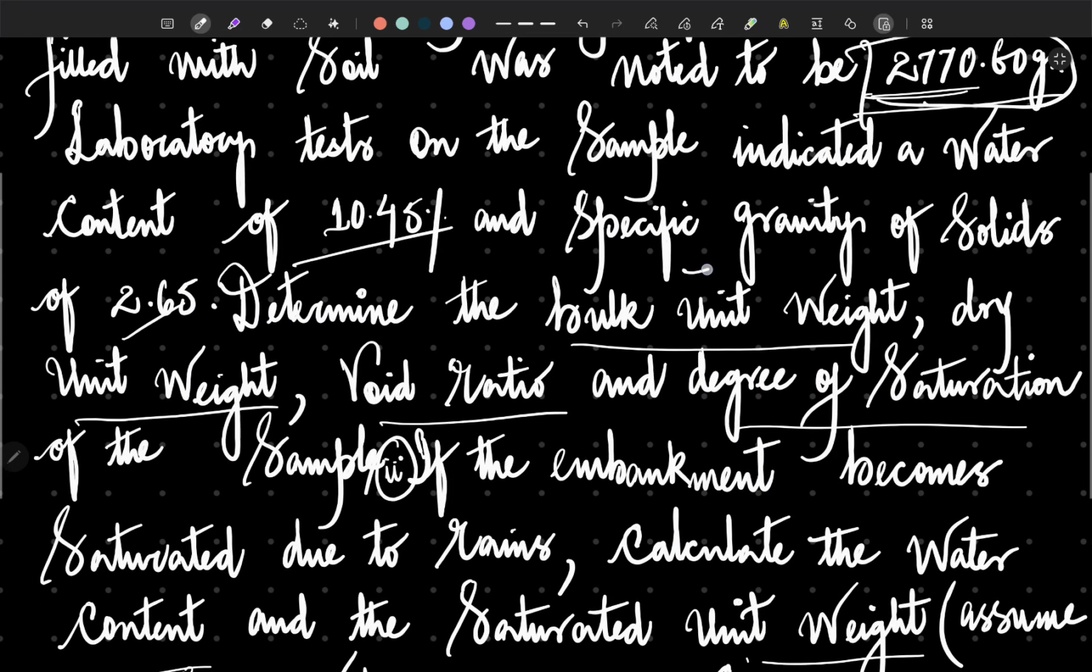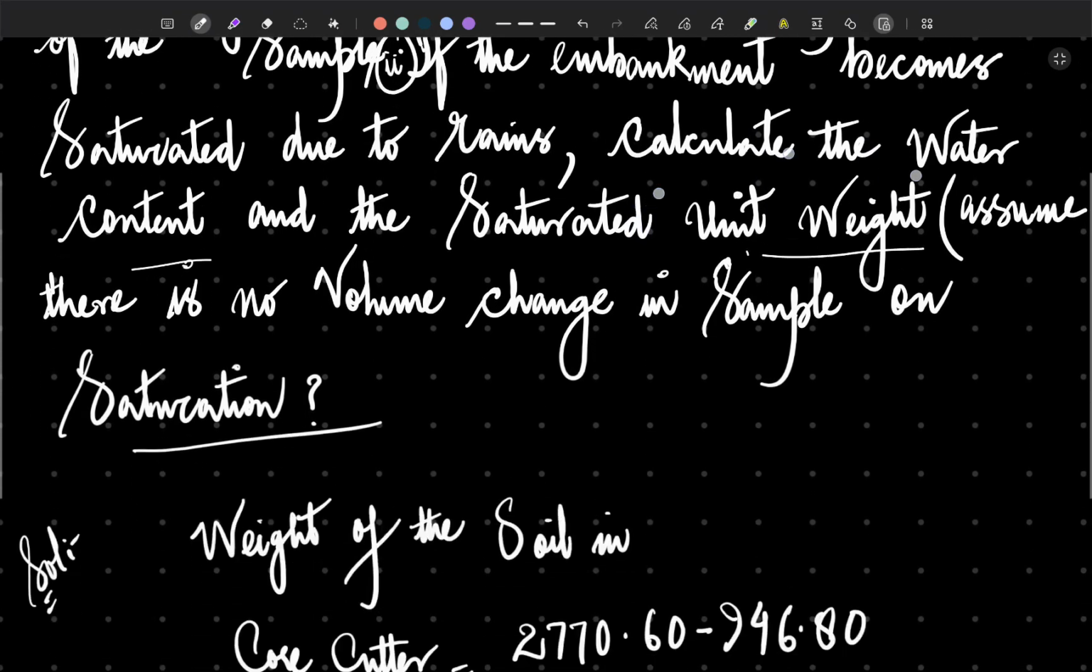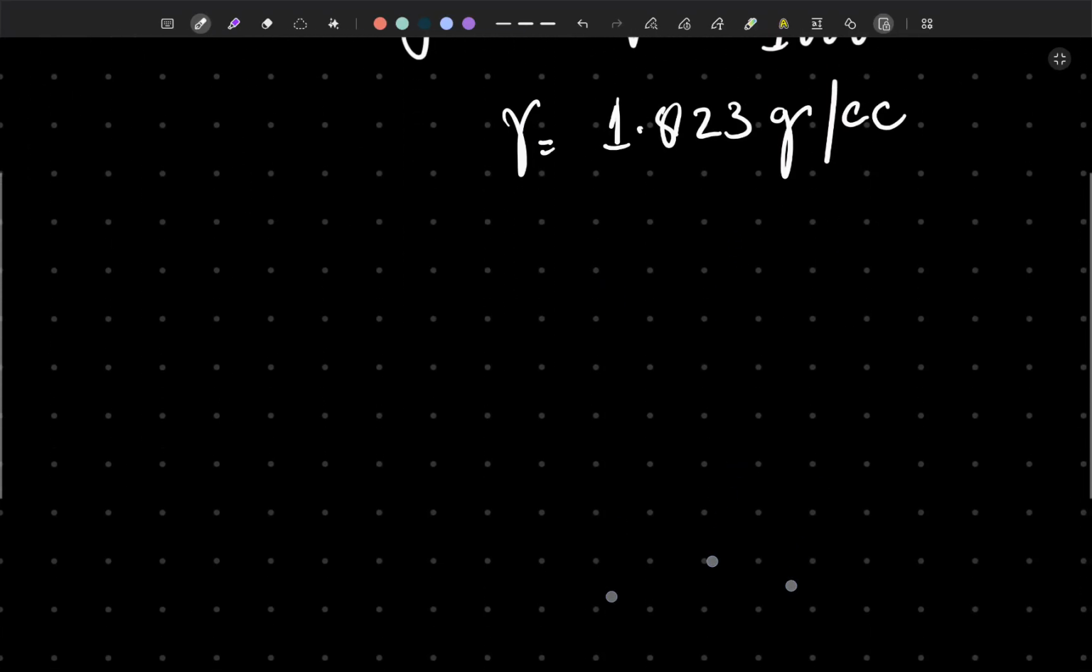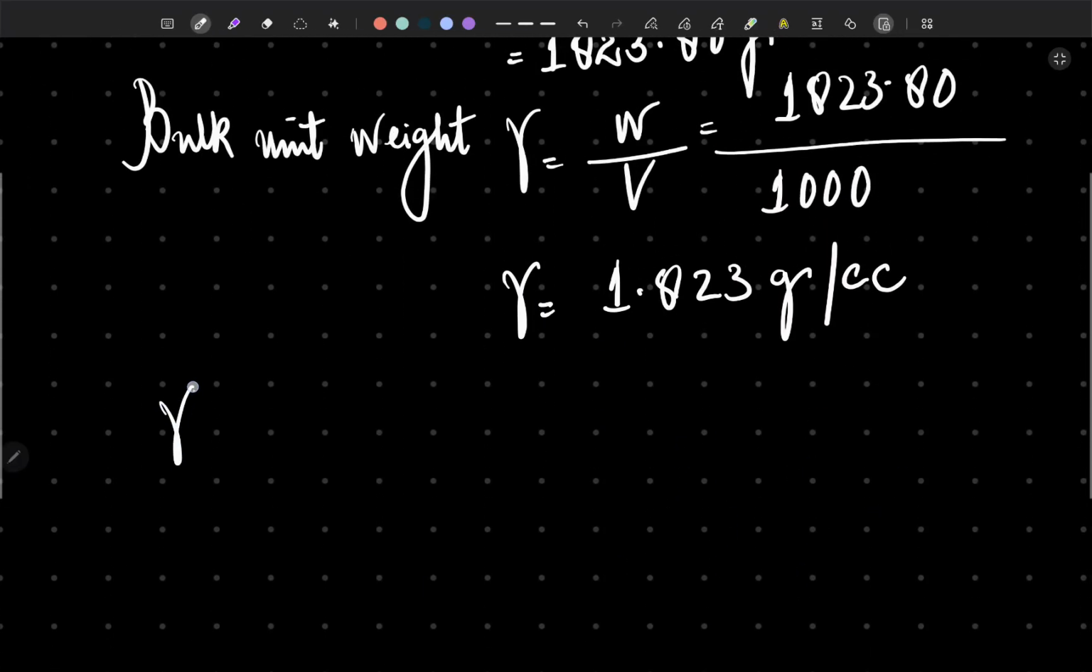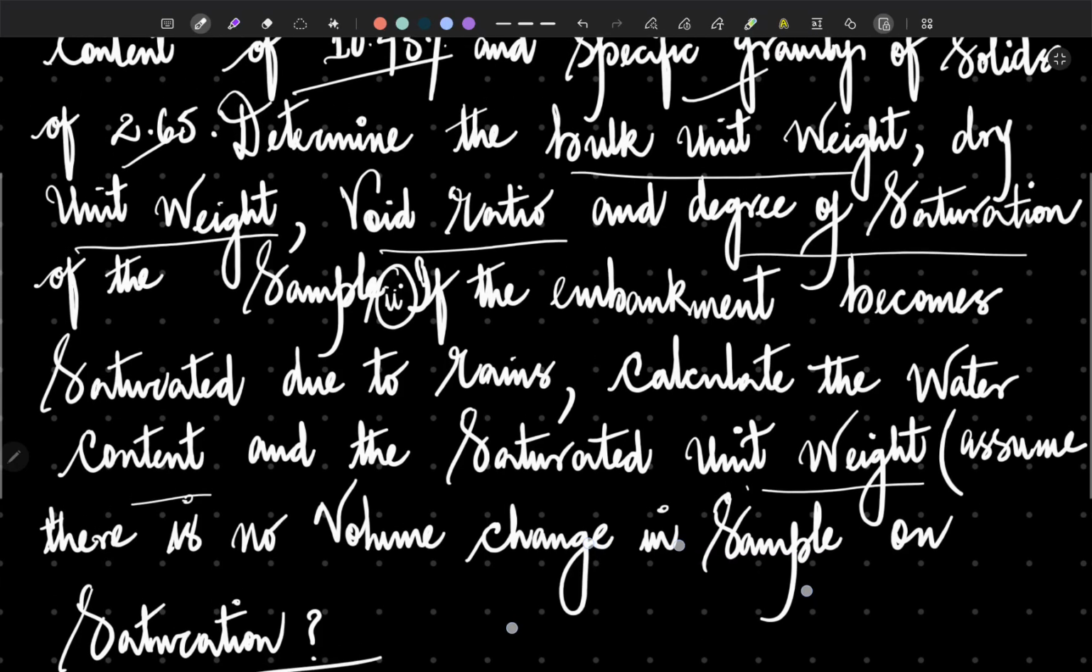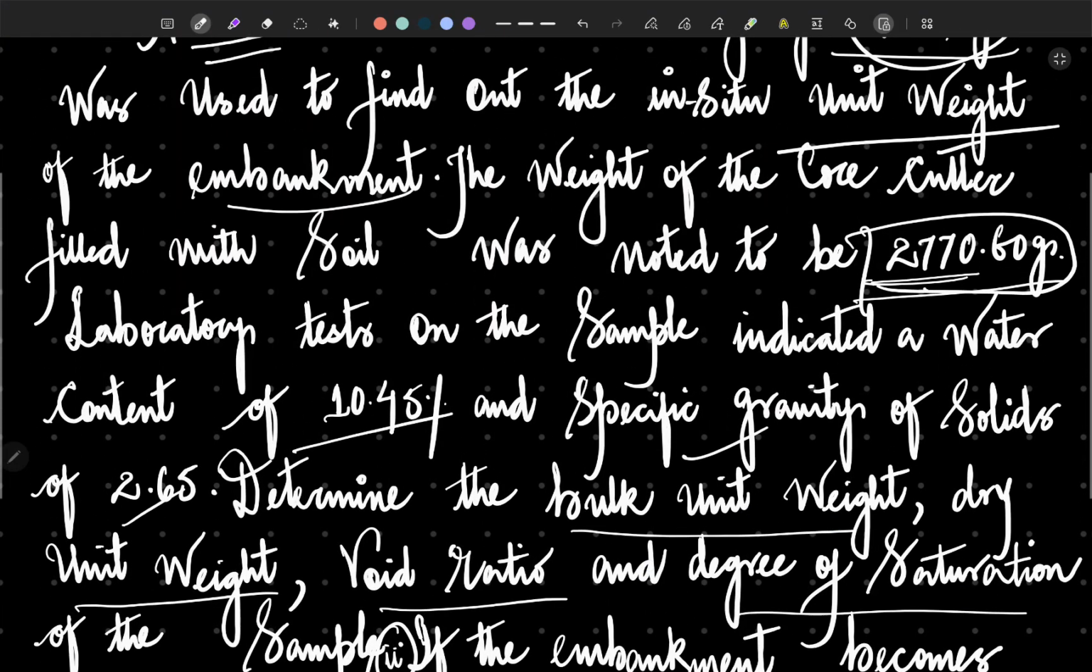Determine the bulk unit weight, the dry unit weight, the void ratio, and the degree of saturation. In the first part, we have to calculate all of these. I calculated the bulk unit weight. I'll be calculating the dry unit weight because I know the water content. Dry unit weight is bulk unit weight divided by 1 plus water content. The water content is 10.45%.